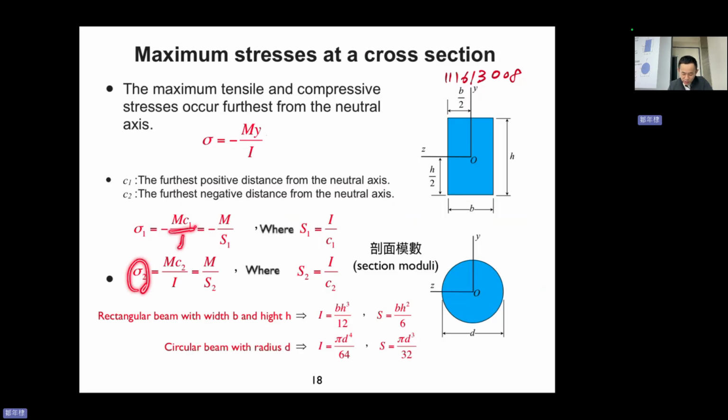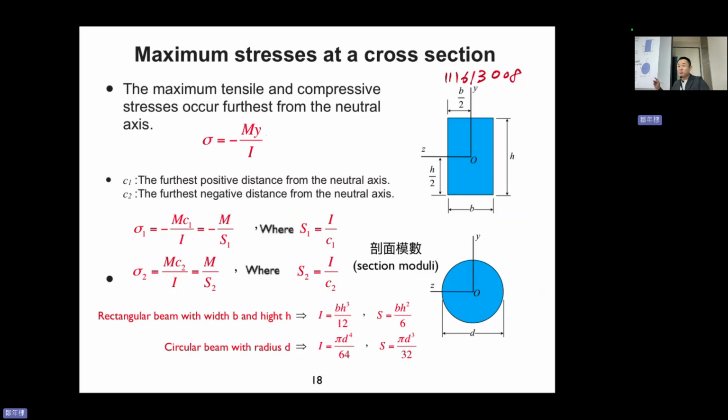Your sigma 2 equals MC2 divided by I. And you notice that C2 is minus, right? So minus and minus become positive. So this is the positive. And you see that here, it gives us what is called section moduli.